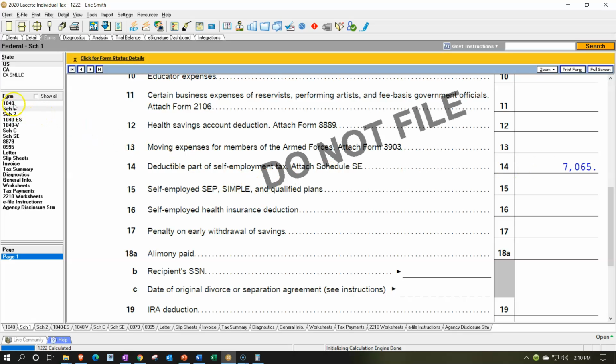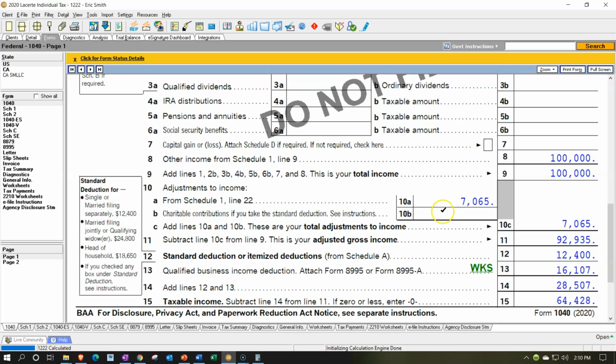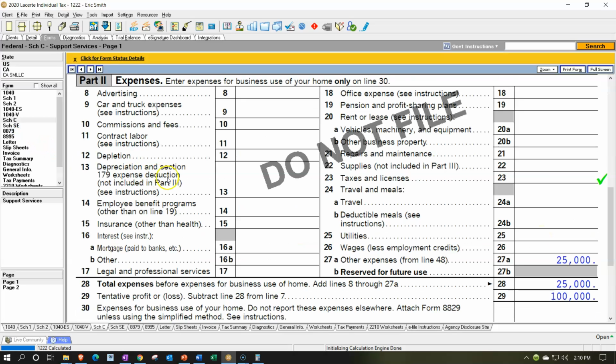In essence, that's the general rule, which will flow into the first page of the 1040 right there. So that $7,065 is basically based on the Schedule C, taxes related to the Schedule C, which is the self-employment tax, which is having an impact then on the adjusted gross income. So that's going to be the self-employment tax.